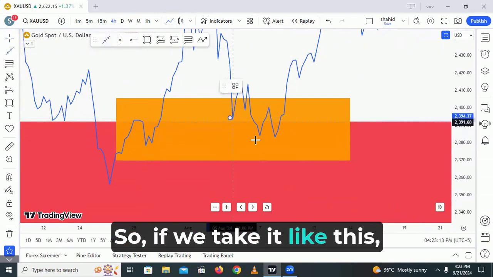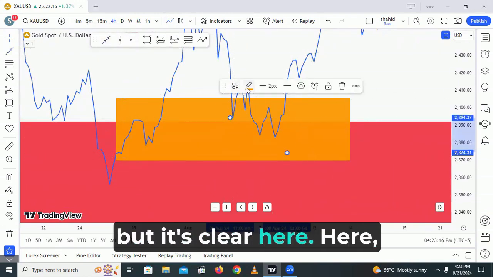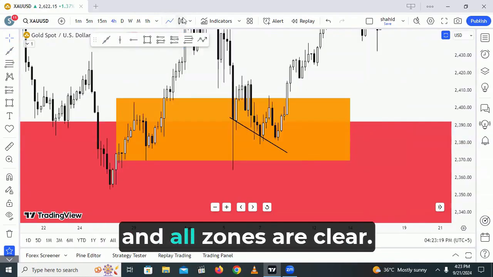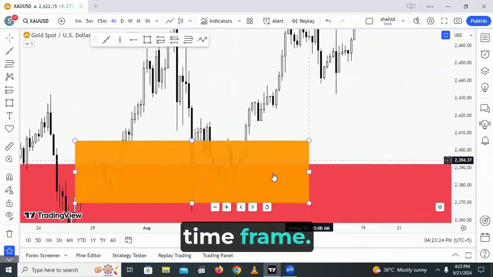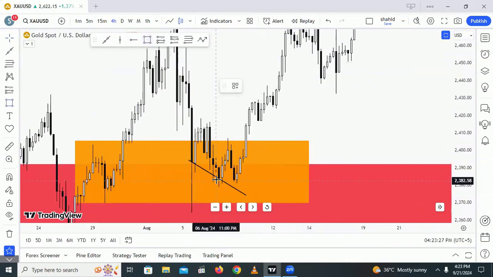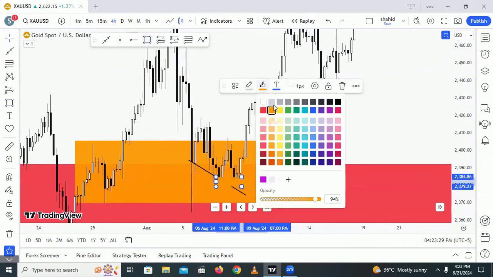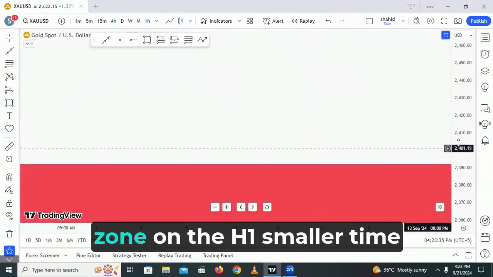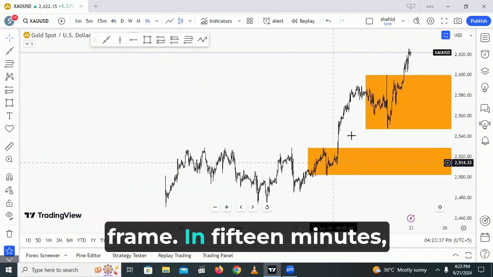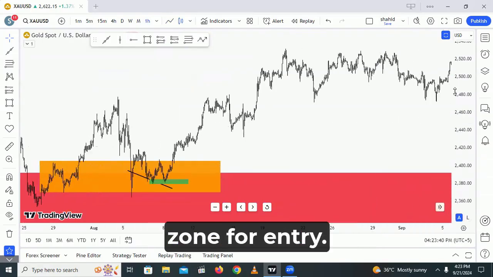So if we take it like this, we give it a color, but it's clear here. Here we have the trend line clear and all zones are clear. So you need to make an entry in this zone on a smaller time frame. I'll change the color so everything is clear. We need to make an entry on this zone on the H1 smaller time frame. In 15 minutes, we've refined the entire zone for entry.